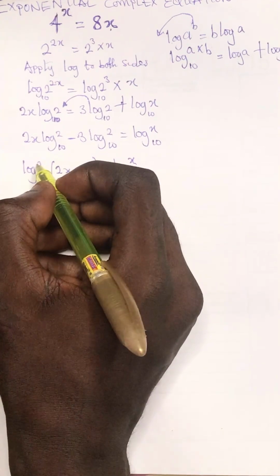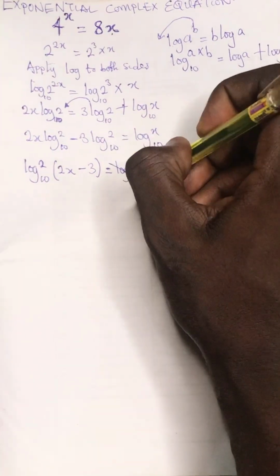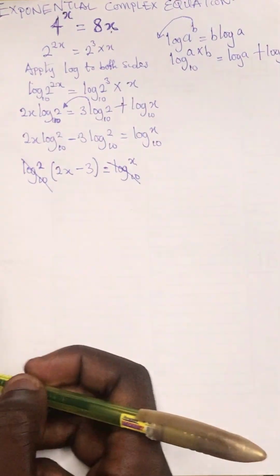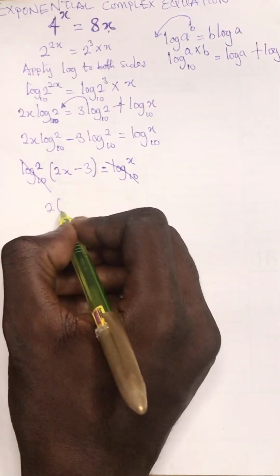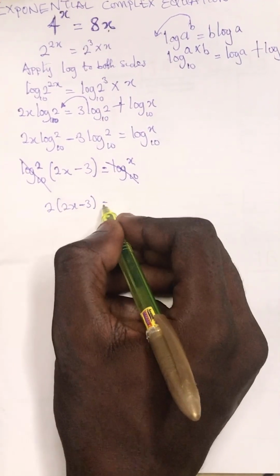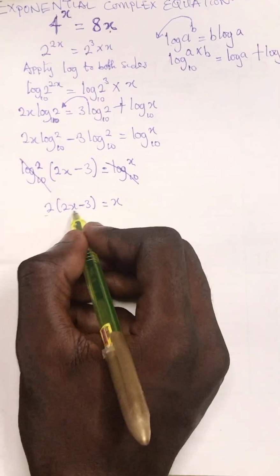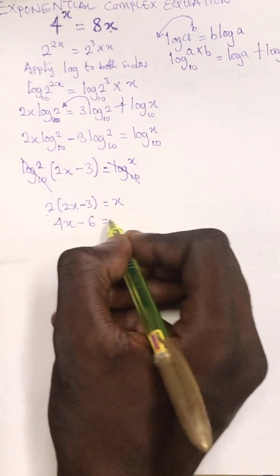So here I have log 2 base 10. Here I have log x base 10. Log will cancel log. Then what will I be left with? I'll be left with 2 open bracket 2x minus 3 equal to x. This time this will give us 4x minus 6 equal to x.